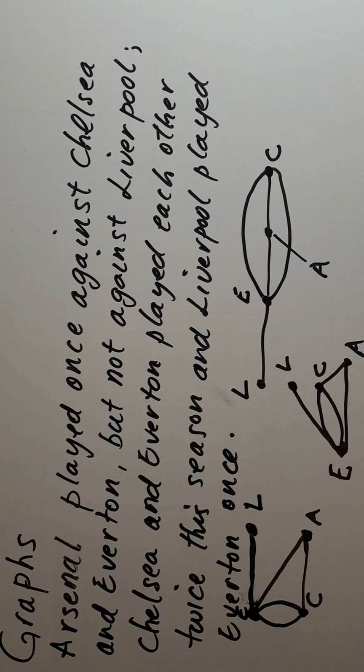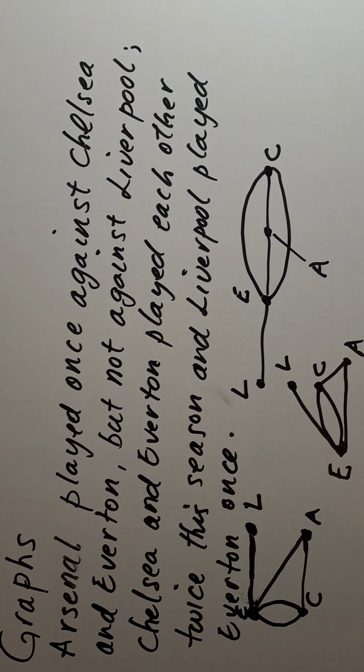So these are several ways to represent the same interconnections, and each diagram represents the same information about which team has played which team. So we have graphs with 4 vertices and edges.